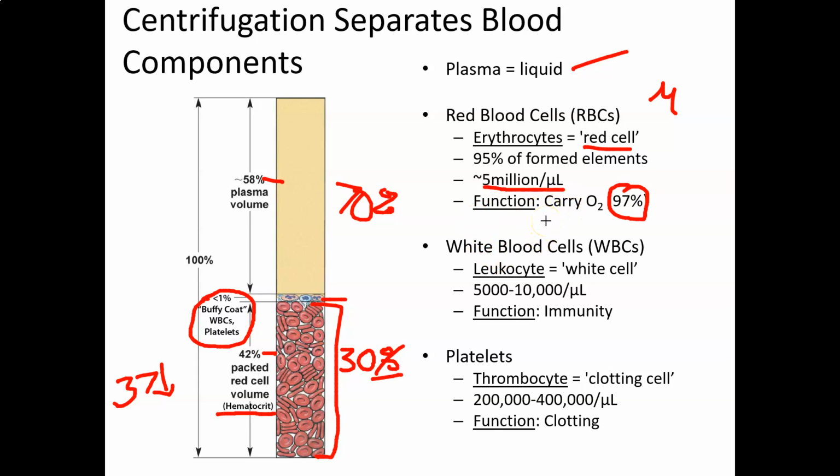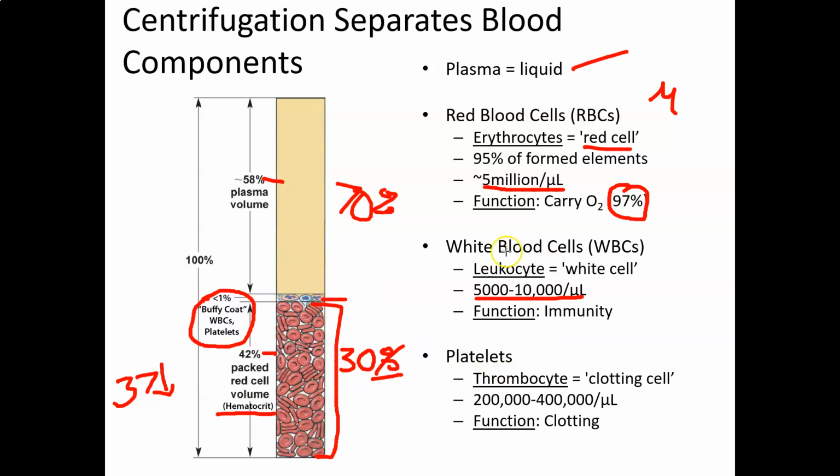We'll talk about red blood cells in detail as well. The white blood cells, which we call WBCs, scientifically are known as leukocytes. Leuko means white. Their number is about 5,000 to 10,000 per microliter of blood. So there's many fewer white cells than there are red cells. And their main function, as we mentioned before, is immunity. They help keep us free from disease.